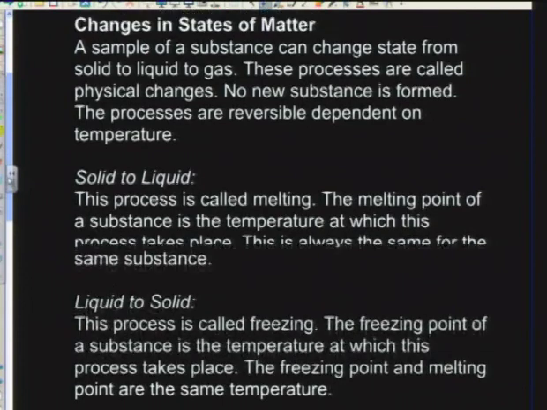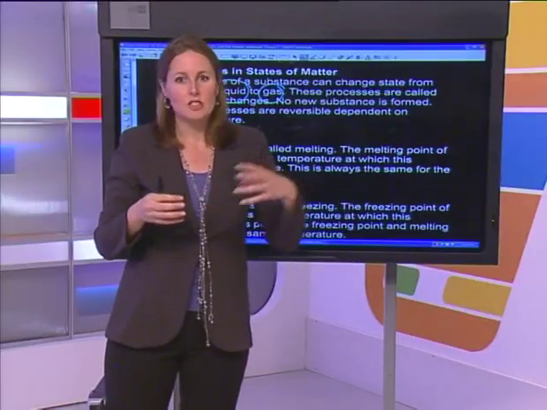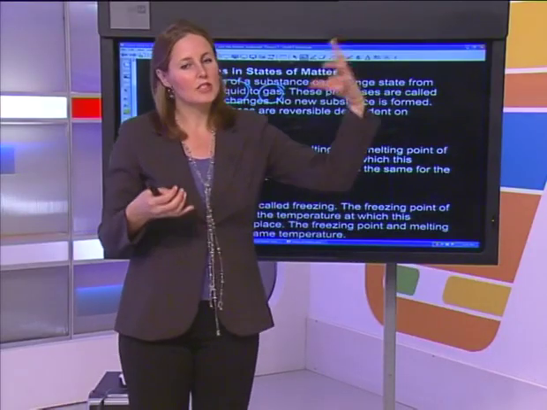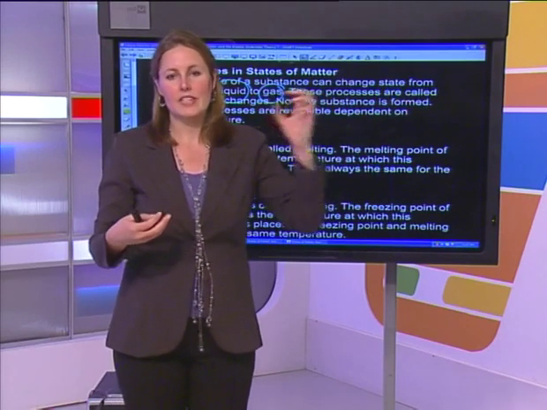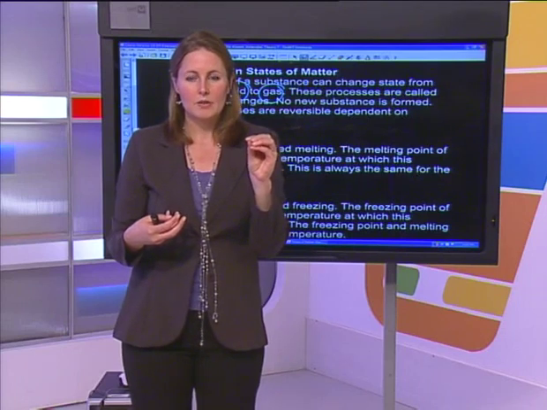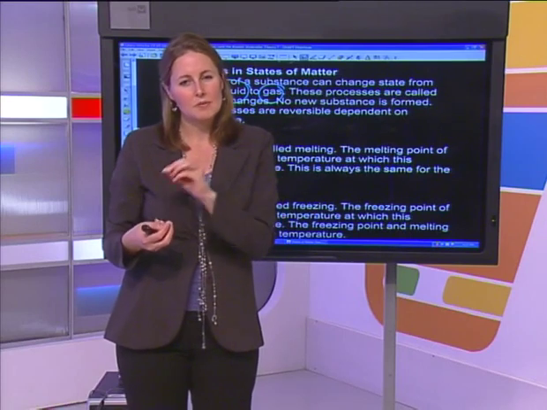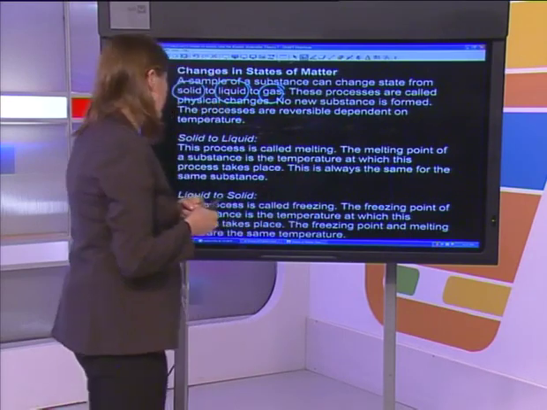So let's consider changes in the states of matter. A sample of a substance can change state from a solid to a liquid or a gas, and that's critical. Solid to a liquid to a gas, and we can change one to another. So a solid can melt to become a liquid, can boil to become a gas, and you can work vice versa, go backwards. So a gas can come back to a liquid, or liquefy. A liquid can go back to a solid state, and that process would be called freezing. So let's go through each of them.